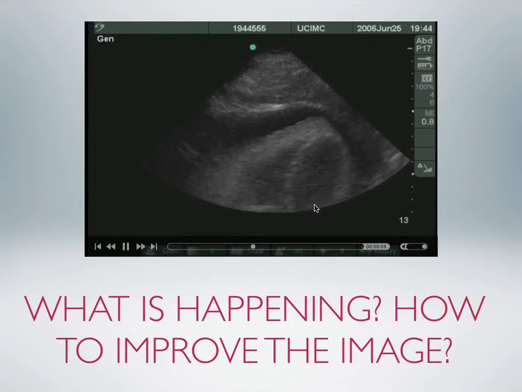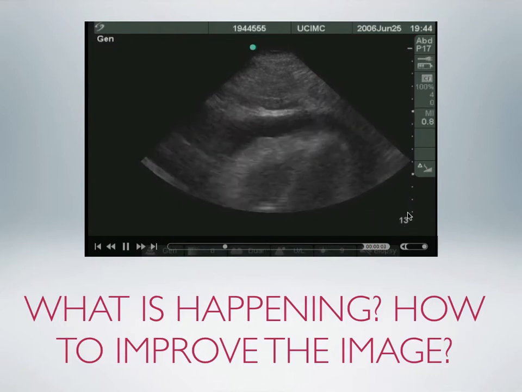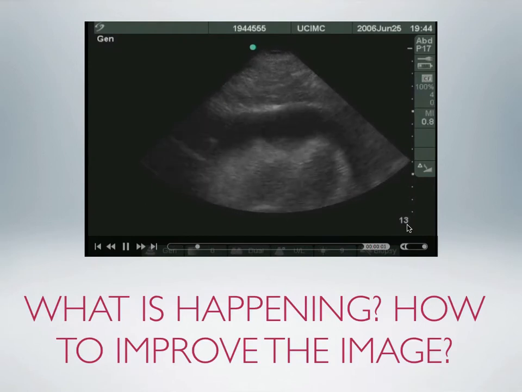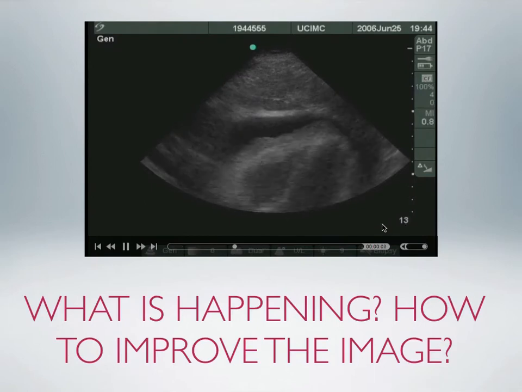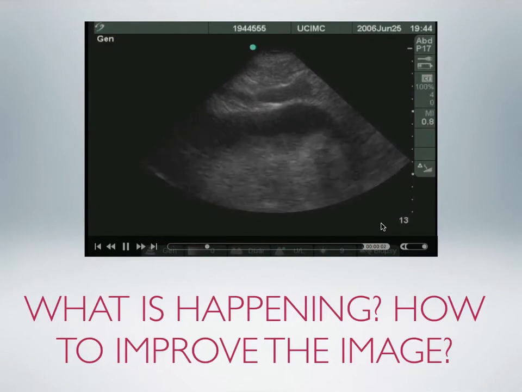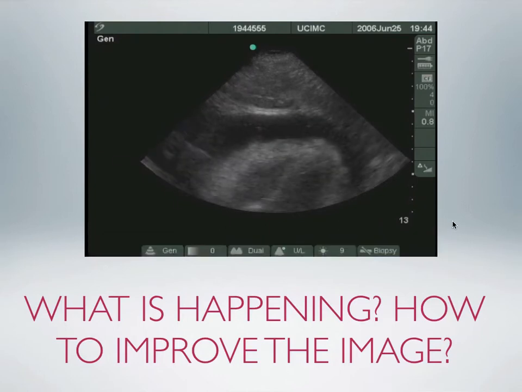But I can't see the entire heart. And take note that this is only 13 centimeters down in terms of depth. Ideally, you want to be at least 16 centimeters and frequently 19 centimeters for a subcostal view. So to improve the image, I would change the depth to see this pericardial tamponade in a better fashion.